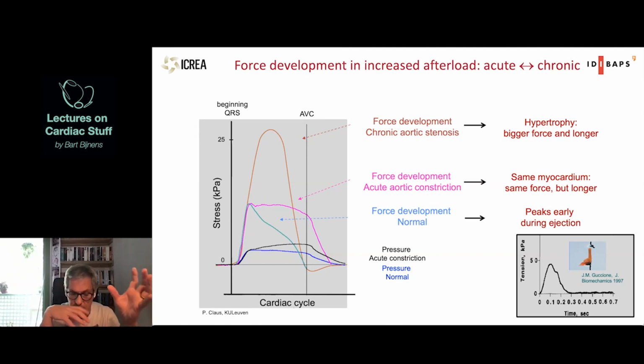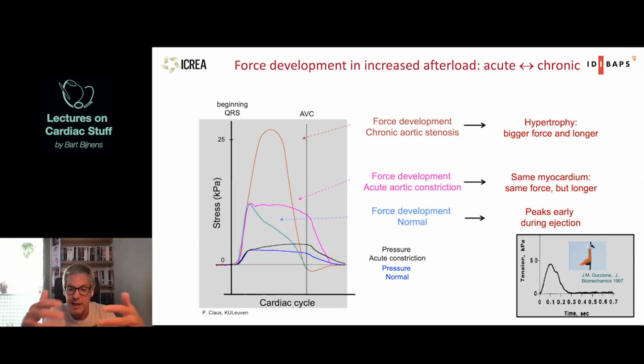Now, what happens if we have an acute afterload? Say that you would constrict the aorta. What now happens is, of course, the force development or the pressure needs to be increased, and you would need a lot more energy in total. So you need a lot more power in order to displace the blood at this higher pressure. So you need to find a way to improve this.